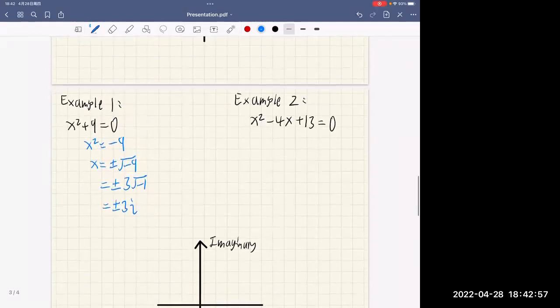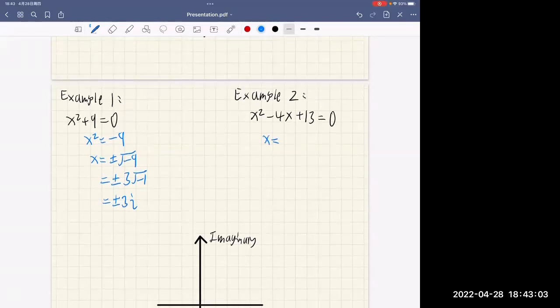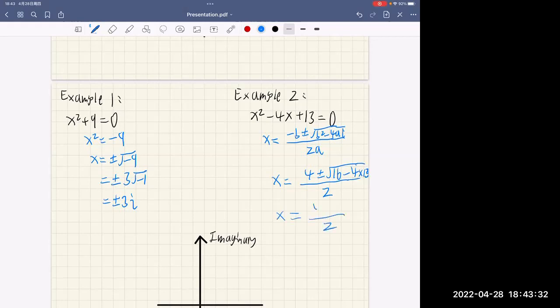Okay, let's see another example. Here, x squared minus 4x plus 13 equals 0. We need to use our formula: x equals -b plus or minus the square root of b squared minus 4ac, over 2a. So x equals, b squared is 16, minus 4 times 13, and x equals 2, -36.